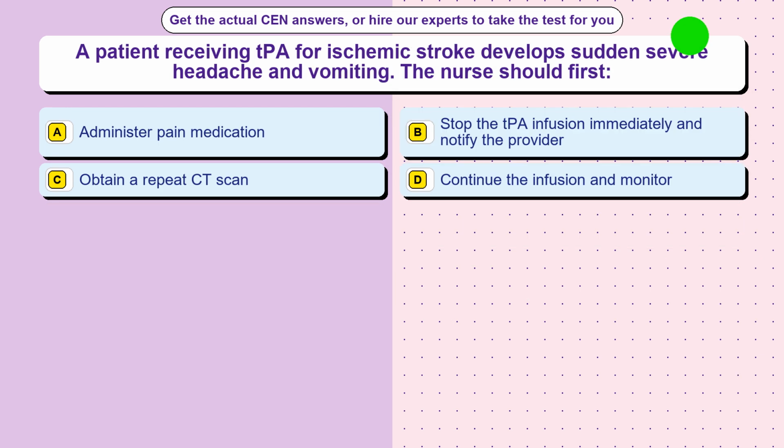Question 16. A patient receiving TPA for ischemic stroke develops sudden severe headache and vomiting. The nurse should first: Option A, administer pain medication, Option B, stop the TPA infusion immediately and notify the provider, Option C, obtain a repeat CT scan, Option D, continue the infusion and monitor.